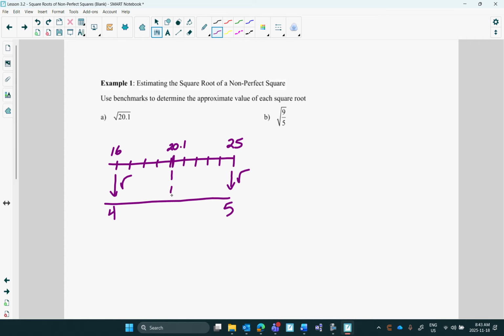Therefore, what do you think its square root will be, according to this number line? Yeah, again, about 4.5. Even if you said 4.4, you're pretty close.